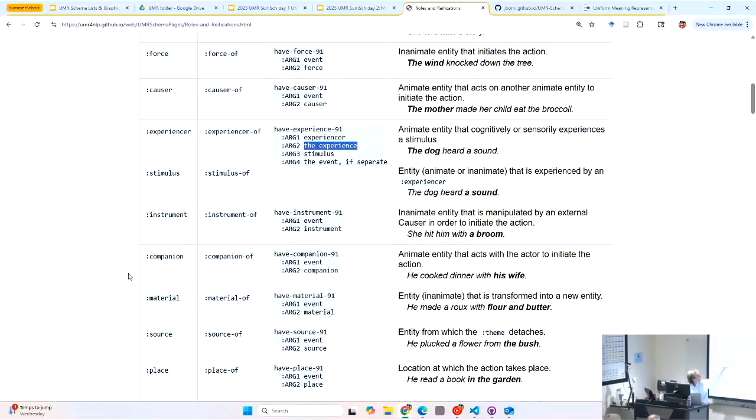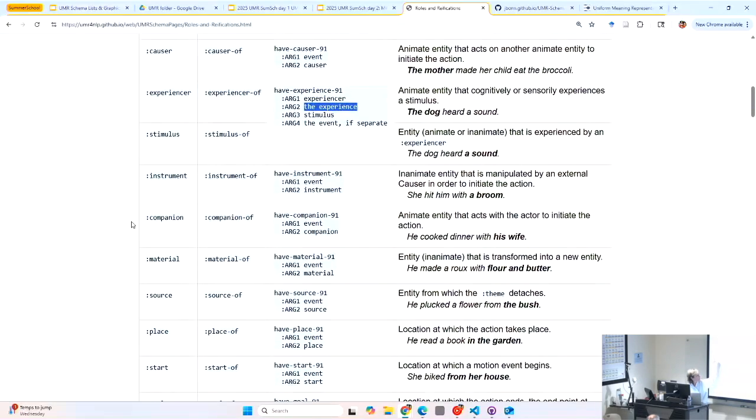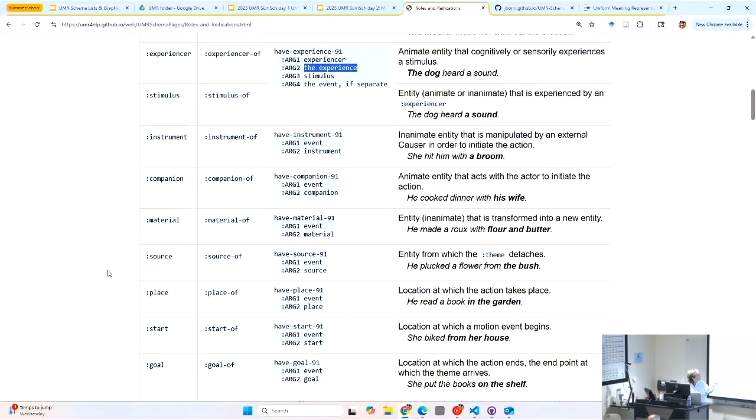Instrument, companion. Companion is what I think was accompanier in AMR, but in AMR it could be inanimate things. In UMR, it's just going to be animate entities. Materials, sources. Okay, we split source and start. I think it was just source in AMR.